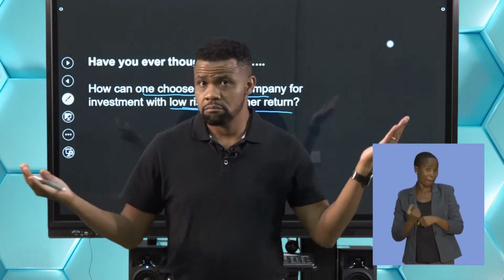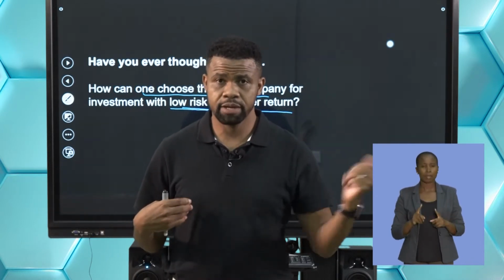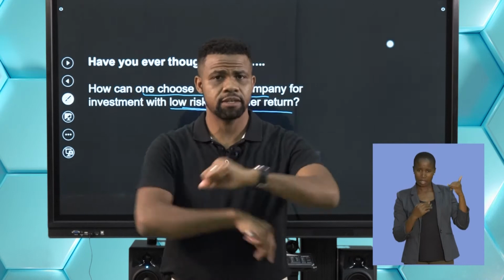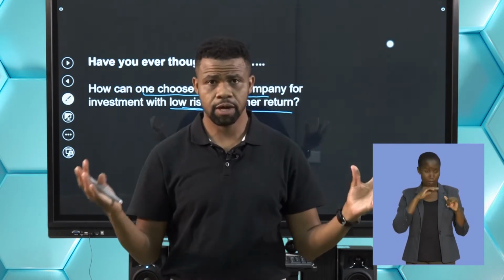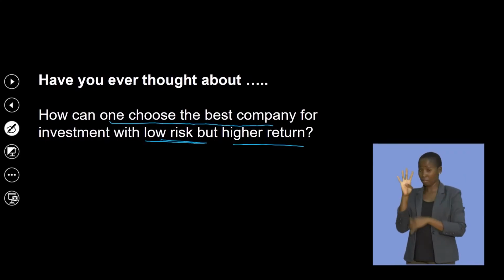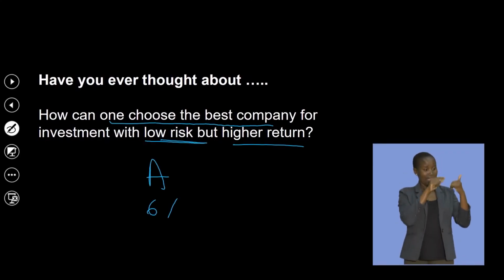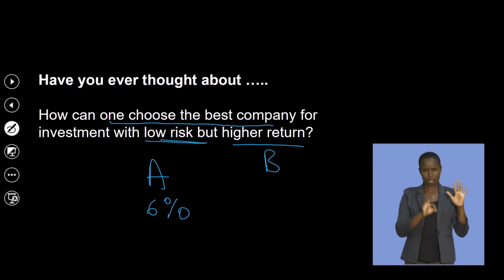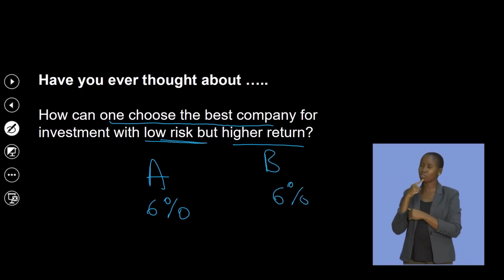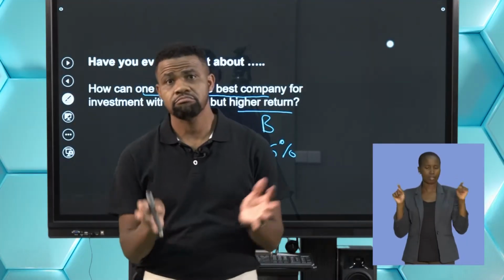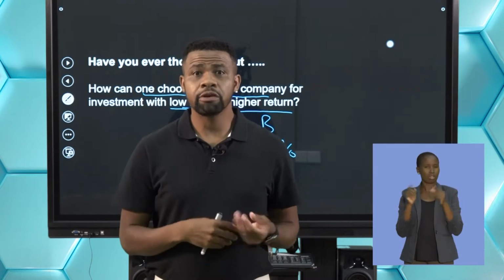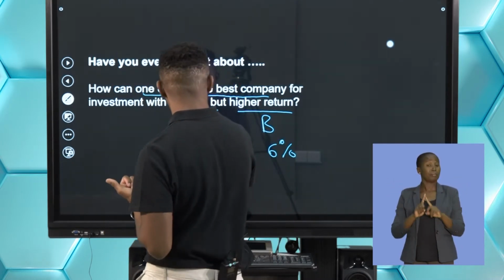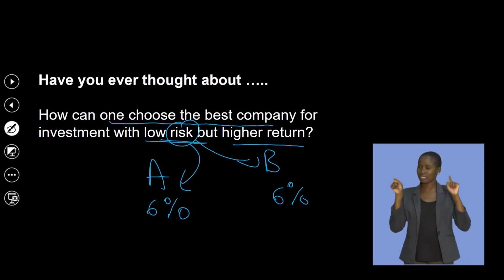What if company A and company B, they say both, they'll give you 6%? What do you choose? Do you take company A or company B? So company A gives you 6%, and company B still gives you 6%. Are you going to take the two? They give same return, but what about the risk for each of the companies? Do you know what is the risk? How do you choose that?